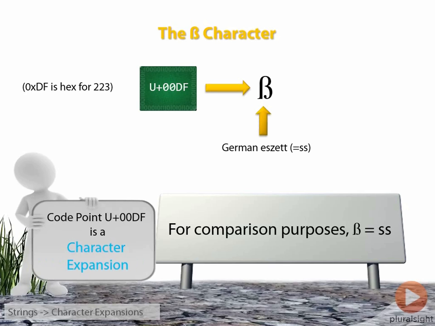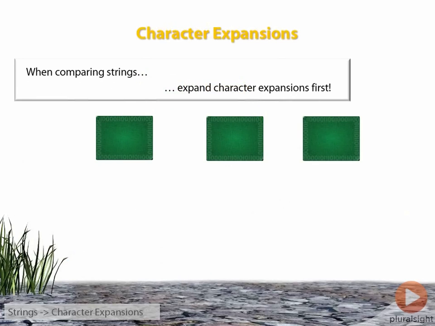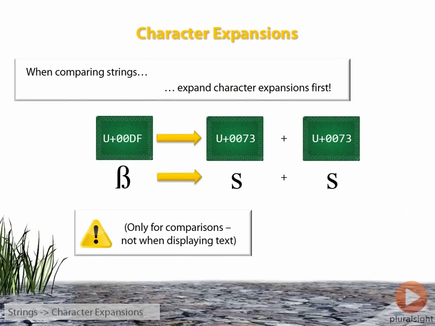If you want to compare strings correctly, then the code point should first be translated into other code points. In this case, the two lowercase s's. That's only for comparing strings, remember, not for displaying them. As far as displaying is concerned, the code point 223 should still be shown as a single Sz graphic.